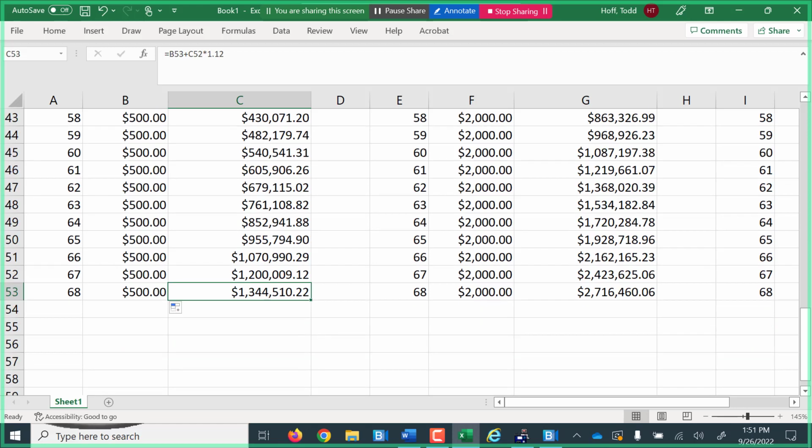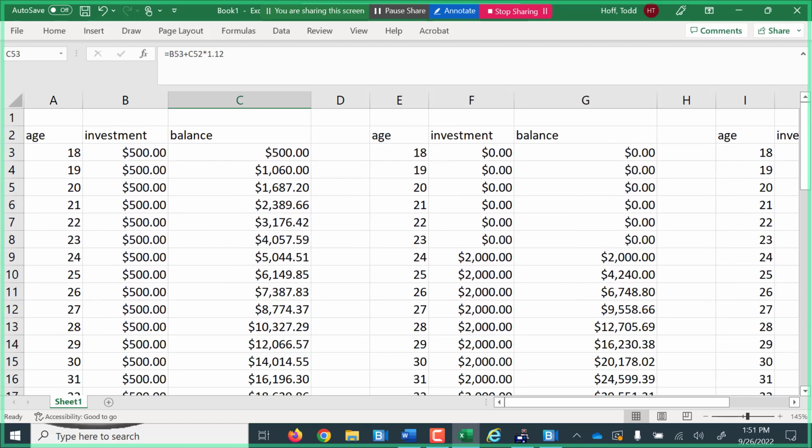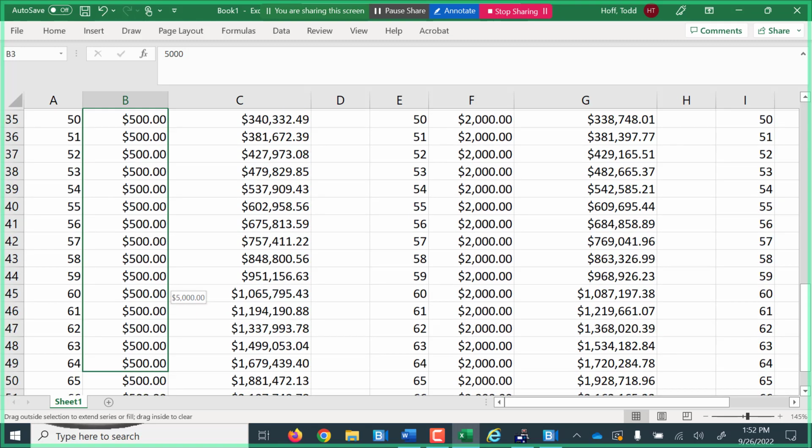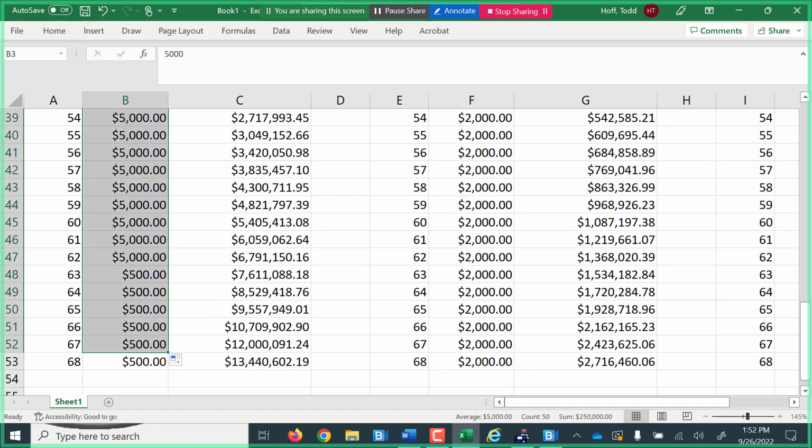Try 5,000 a year. 5,000 a year? Price tag of this bad boy. I'd be willing to bet you go over the $10 million mark. Oops, I gotta go one more here. You go well over the $10 million mark. 13 million.